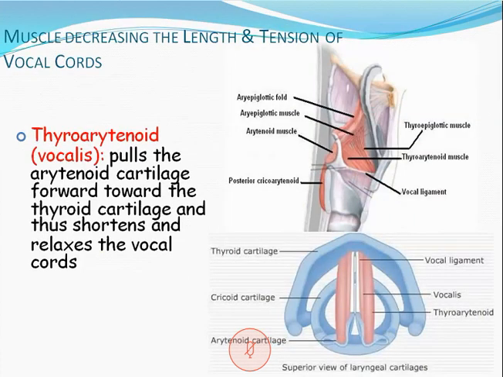The thyroarytenoid, what you call the vocalis muscle, pulls the arytenoid cartilage forward towards the thyroid cartilage and thus shortens and relaxes the vocal cords. The tension is reduced and the length is also reduced by the thyroarytenoid. This is what is called the string muscle of the larynx.